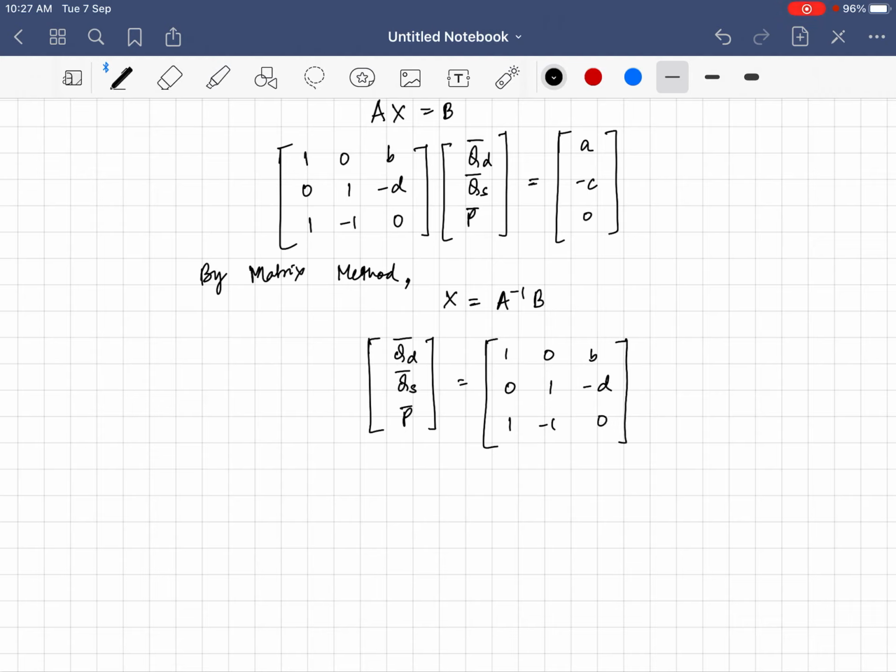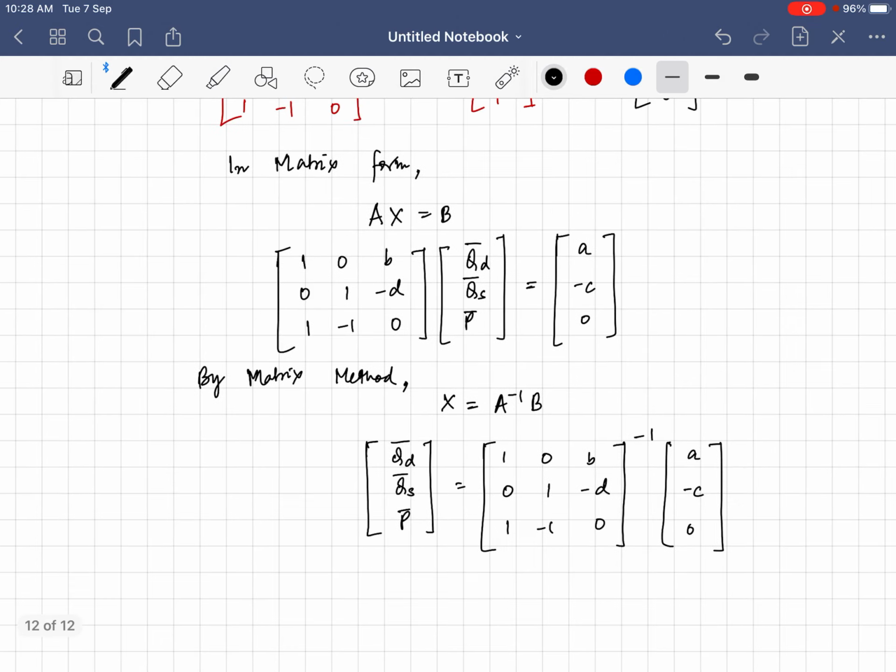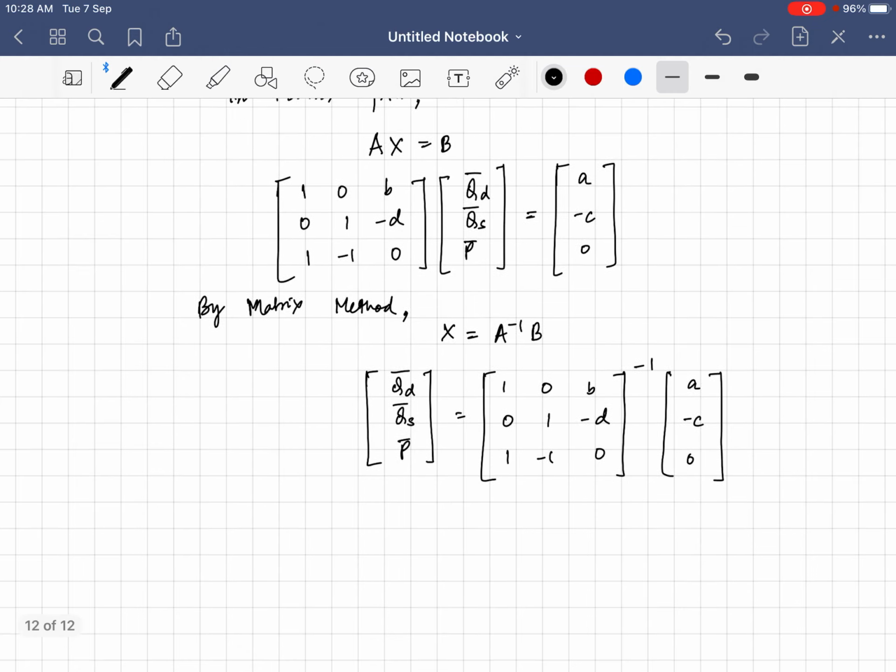And this one is A inverse of this, and B is your A minus C, 0. This is what we have. Now either you can find the inverse of this thing by finding the adjoint or determinant, or you can solve this one by Cramer's rule. It's all up to you, but I suggest you do it by Cramer's rule, because Cramer's rule is far easier. So let's try Cramer's rule.